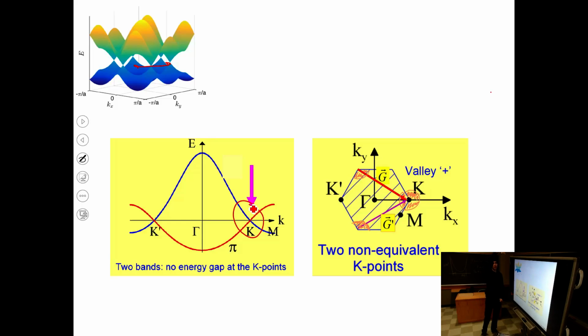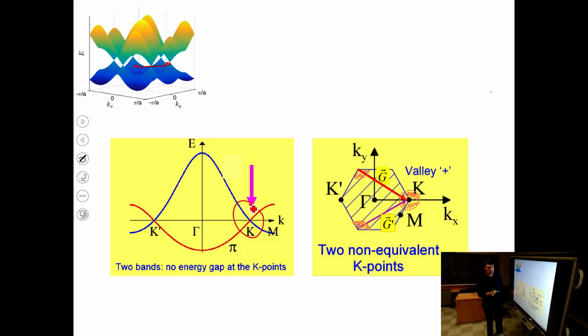If we now look from the top at the band structure, we will see the Brillouin zone like this hexagon. Those are the k points. And remember I told you that there are k points and k prime points. The difference between them is that they belong to 2 different valleys of graphene. They are not equivalent.